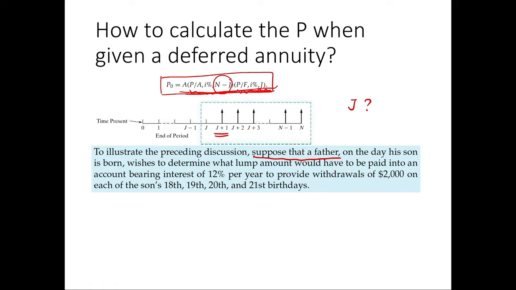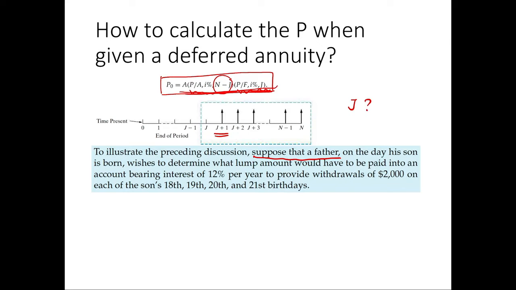Suppose that a father, on the day his son is born, that's the present time, that's time 0, wishes to determine what lump amount would have to be paid into an account bearing interest of 12% per year, so that it can provide withdrawals of 2,000 on each of the son's 18th, 19th, 20th, and 21st birthdays.